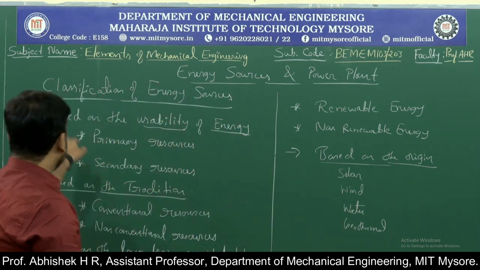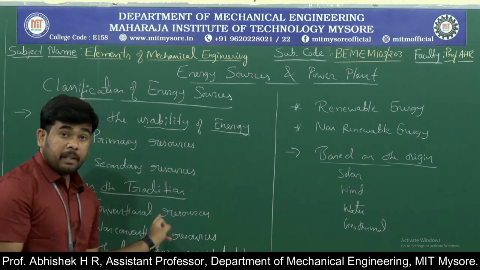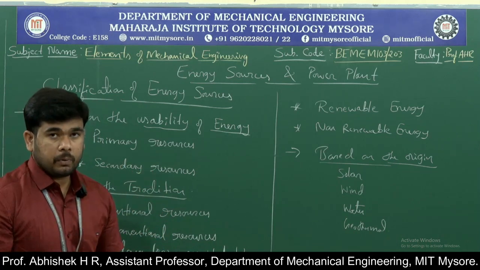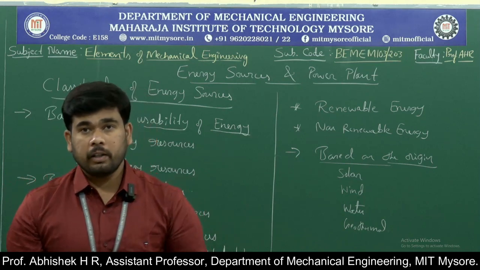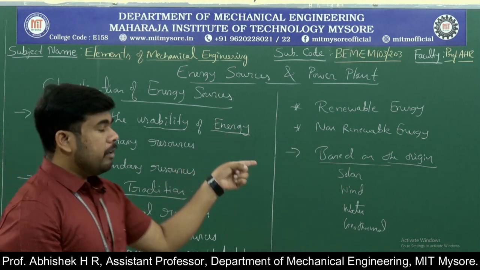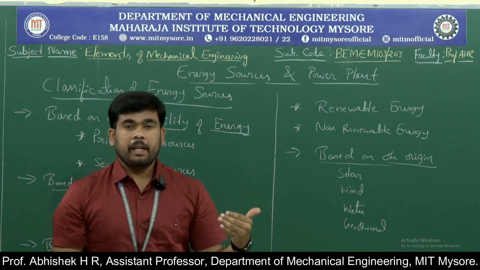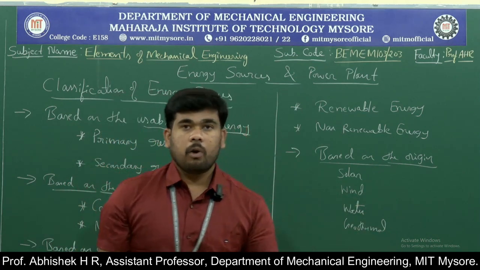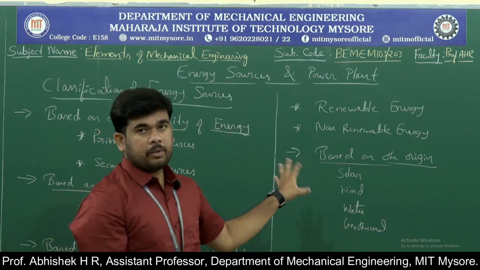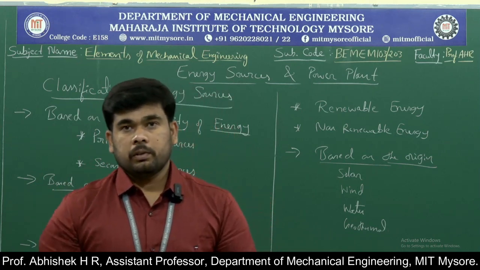Let us see one more time. First one, based on the usability of energy, primary resources and secondary resources. Then based on the traditional usage, conventional energy sources and non-conventional energy sources. Then based on the long-term availability, renewable energy and non-renewable energy. Based on the origin, I mean the main sources, the solar, wind, water, tidal power and all. So that will be categorized based on the origin. So these are the main classifications of the energy sources.